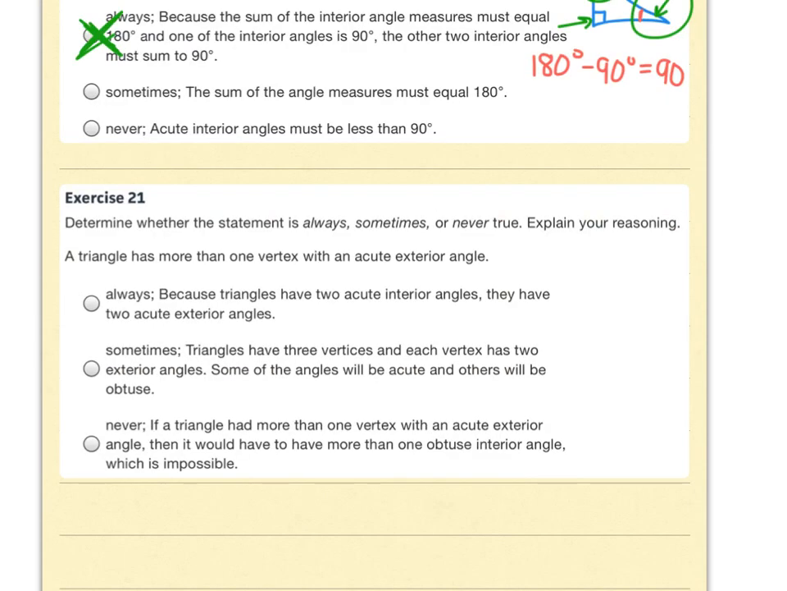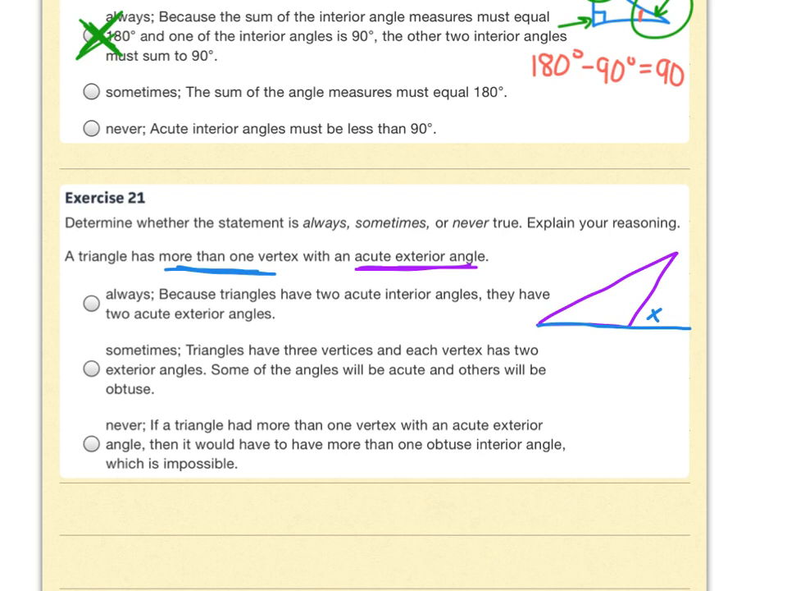And number 21 says that a triangle has more than one vertex with an acute exterior angle. So the only way that we're going to get an acute exterior angle is if our triangle is an obtuse triangle, like this. In that case, the exterior angle, which I'm marking here with an X, would be acute. But again, I can only get an acute exterior angle if it's next to an obtuse angle. And because triangles have to add to 180 degrees, there cannot be more than one obtuse angle. Otherwise, it'd have to add to way more than 180.